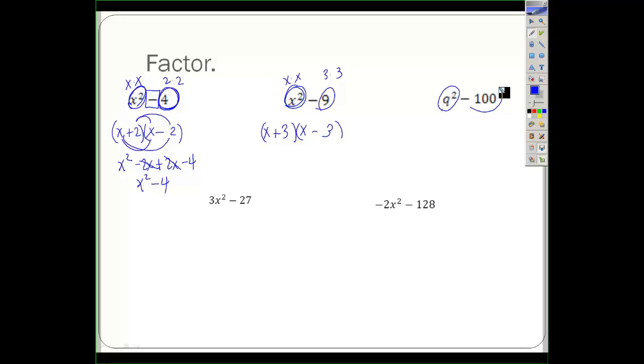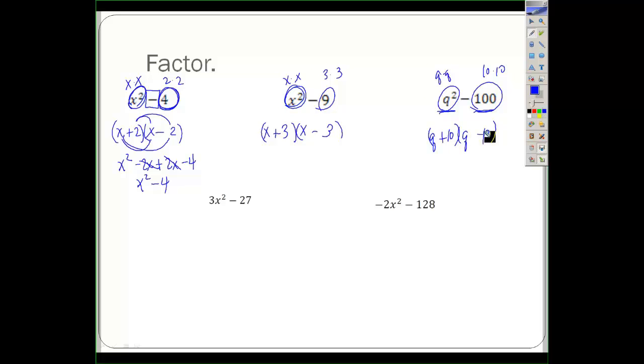Similarly, this is another example of a difference of two squares. Q times Q would equal Q squared, so the square root of Q squared would be Q. 10 times 10 is 100, so the square root of 100 would be 10. We're going to start with our two parentheses, one plus, one minus. The square root of the a term goes first, the square root of the b term goes second, and we factored our expression.